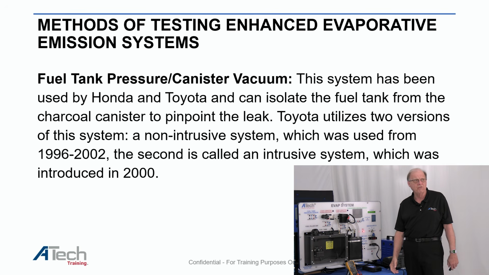Now, the other system that came along was a fuel tank pressure canister vacuum on the Toyotas and the Hondas. They do it a little bit different. They could isolate the fuel tank from the charcoal canister. They would split the system up. So the Toyota uses two different versions of this. The one was non-intrusive, and the other one was called intrusive. The first one was used between 1996 and 2002, and the second one started to be phased in 2000.